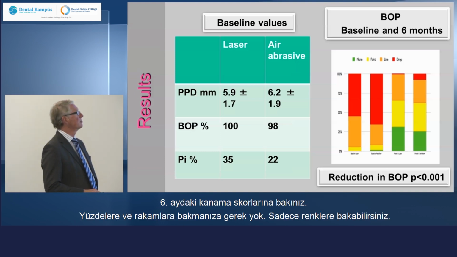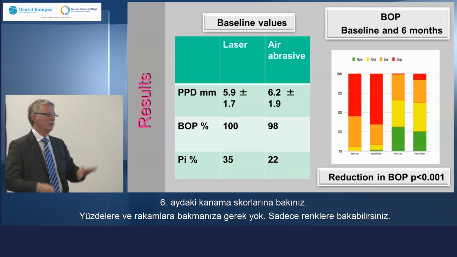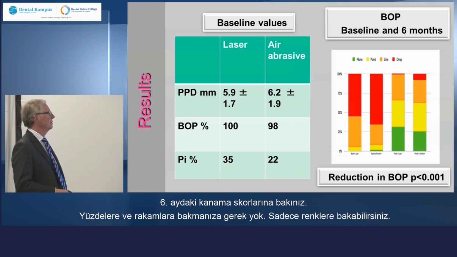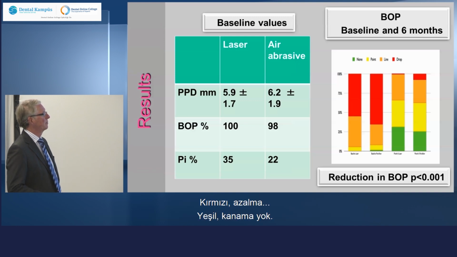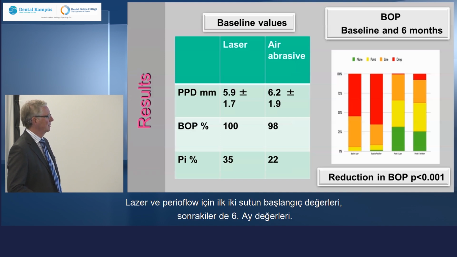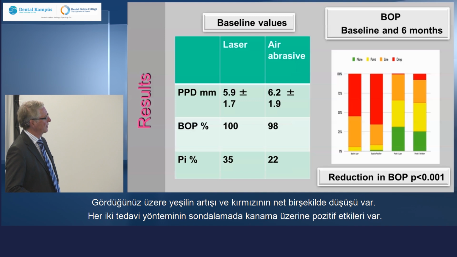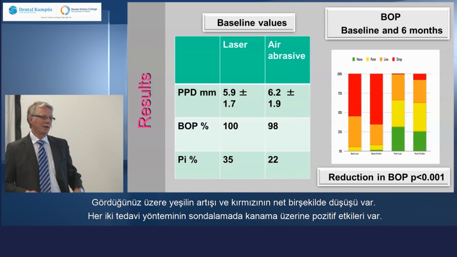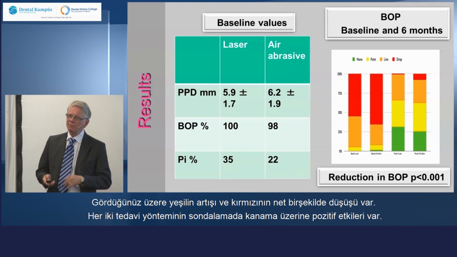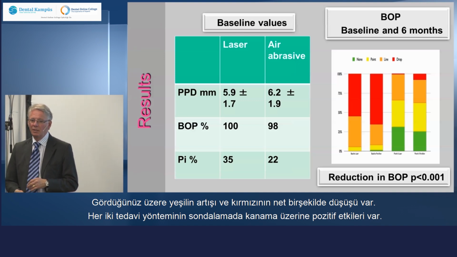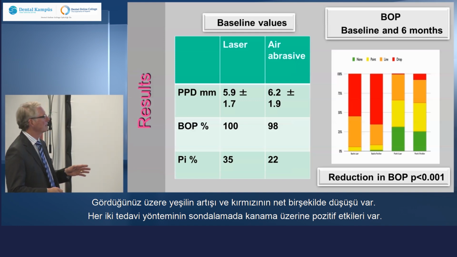And look at bleeding scores at 6 months. You don't have to look at the percentage or anything. You can just look at the colors, because red is the drop, green is no bleeding, and these are baseline values, and those are 6 months values for the laser and for the Periimplantitis. You see that there is an increase of the green, a clear reduction of the red. So both had a positive effect on bleeding, on probing, both treatment modalities.